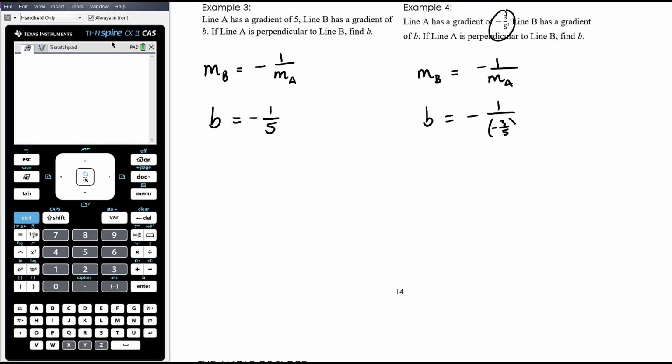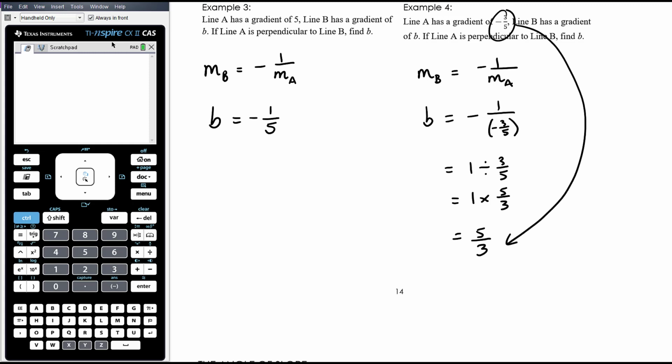you'd probably write the answer straight down, but the negatives will cancel each other out. We essentially have 1 divided by 3/5 there, which is 1 times 5/3. And so it is 5/3. Again, just immediately taking the negative reciprocal of that. Really, you shouldn't need to do all of that calculation, but it does still fit this formula.